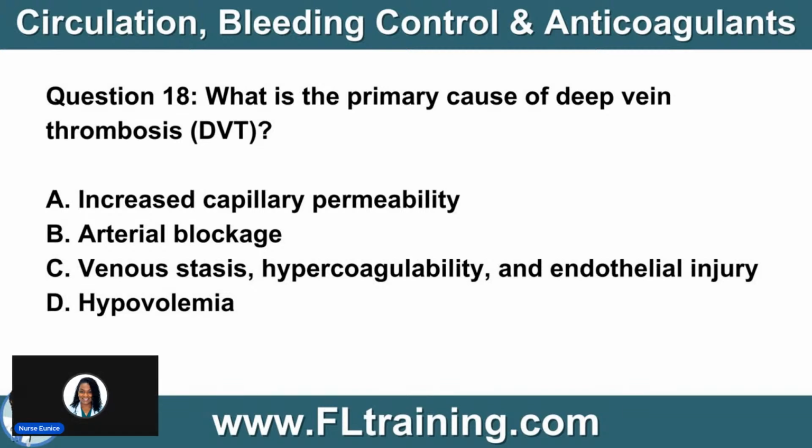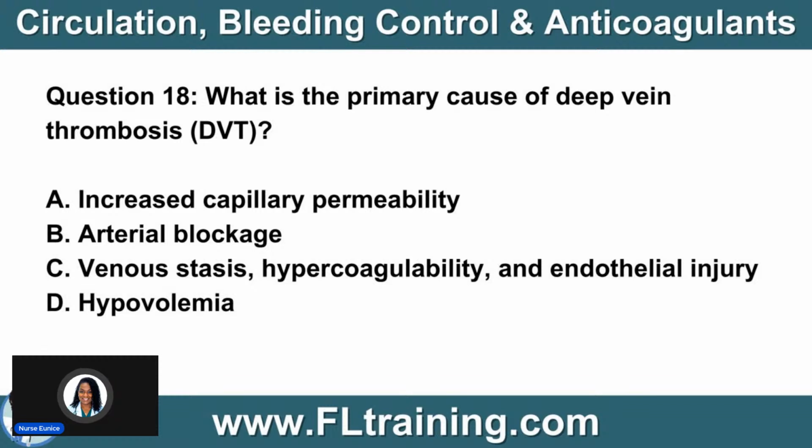Question 18, what is the primary cause of deep vein thrombosis or DVT? Is it A, increased capillary permeability? Ooh, big words. B, arterial blockage. C, venous stasis, hypercoagulability, and endothelial injury, or D, hypovolemia? It's C, y'all. That's a lot to say.